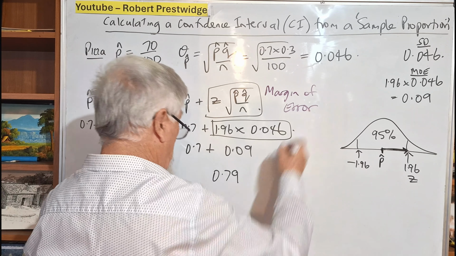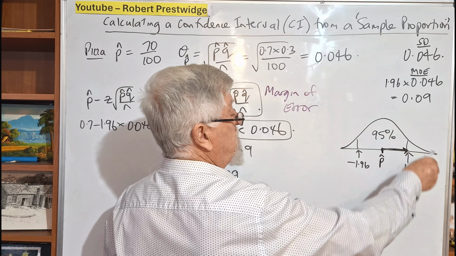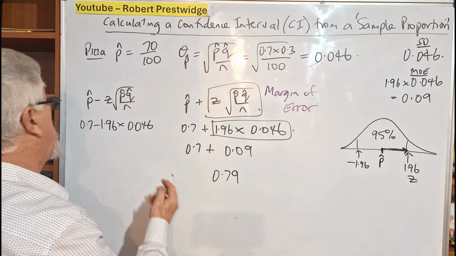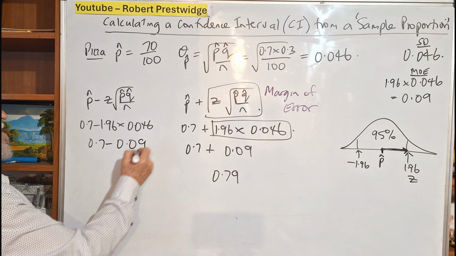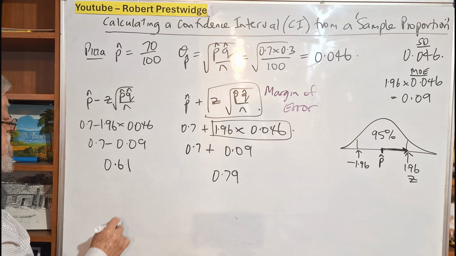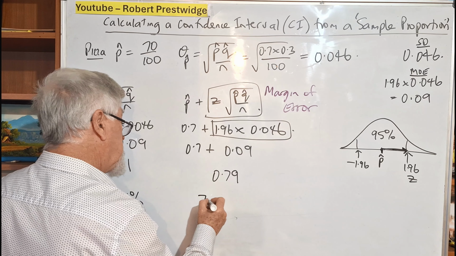And if you look back to the diagram, it's from the middle of the normal distribution through to where we're cutting off on each end, half of that distance across there. So this one's going to be 0.7 minus the 0.09, which ends up being 0.61. So what we now can say is that that's 61% and that's 79%.